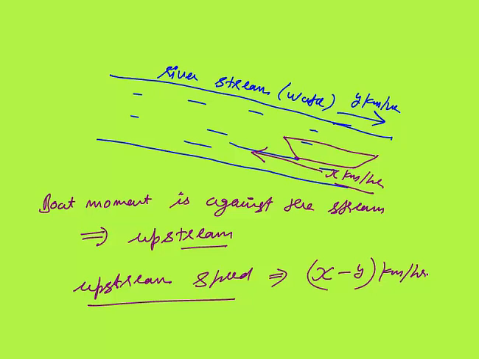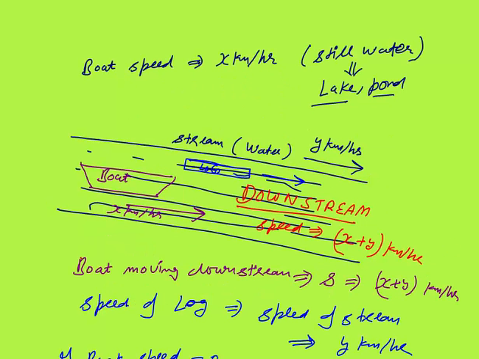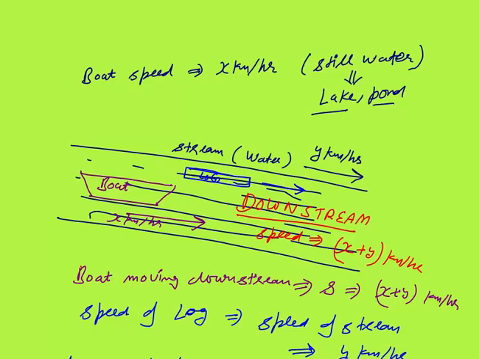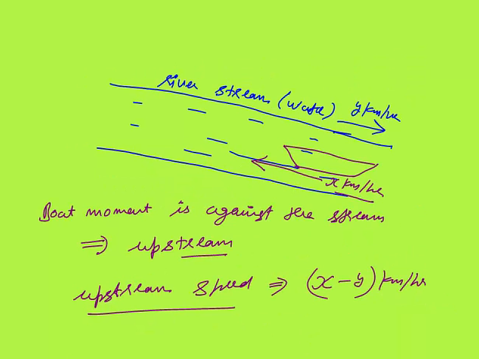That was the basics of downstream and upstream. Downstream means that you are moving along the direction of water. Your speed would be x plus y, that is speed of your boat plus speed of stream. If you are moving against the stream, as in the second case, your effective speed would be x minus y kilometer per hour.